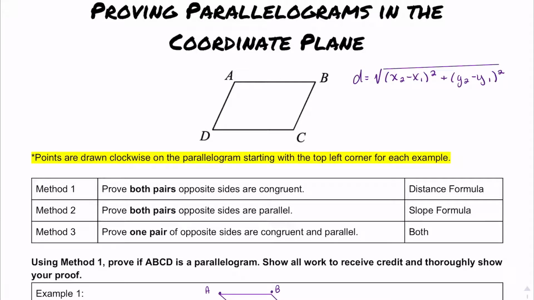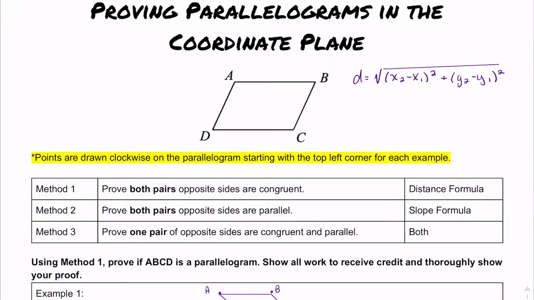We had just finished finding the missing measures in parallelograms. Now we are going to work on proving if quadrilaterals are parallelograms given the vertices of a polygon. There are 3 methods to do this. This video will review method 1.